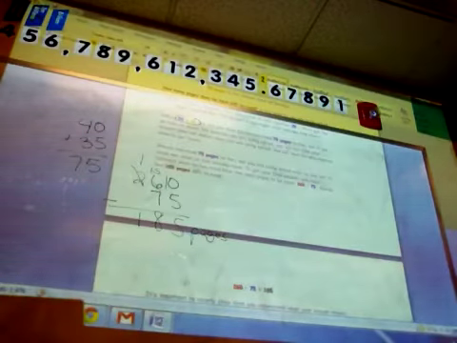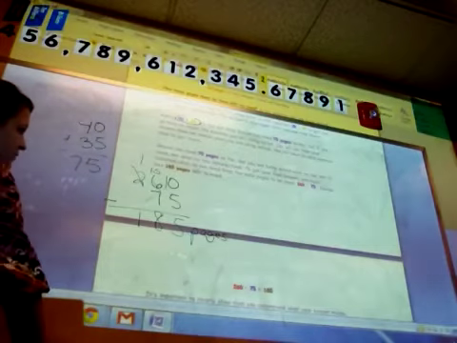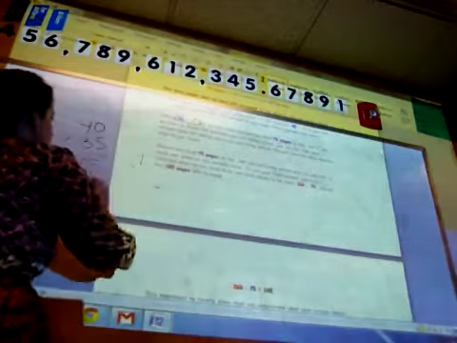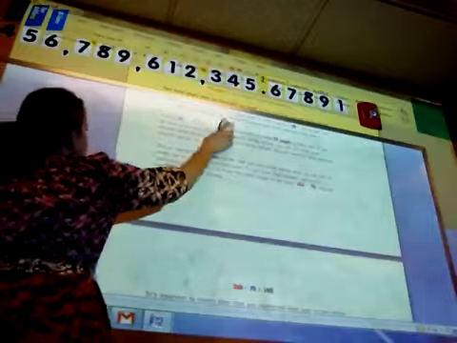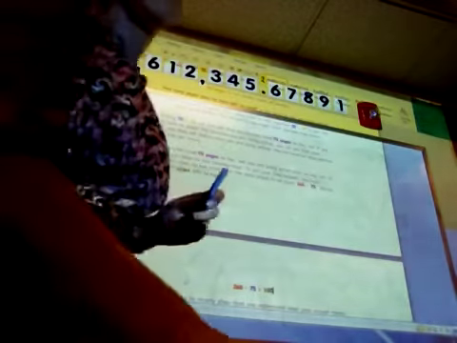Put it back in the problem. Does that sound like a reasonable answer? Yeah. If he's only read 75 and the book has 260 pages, 185 seems pretty reasonable. Good job. That's all there is to it. Let's look at the next problem.